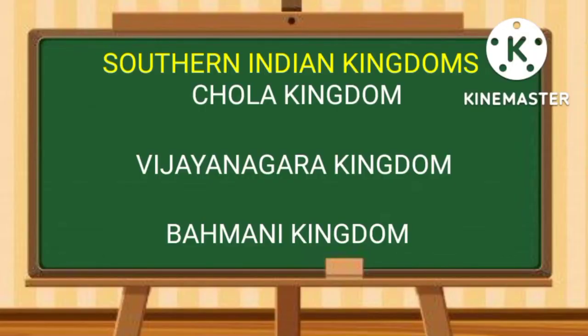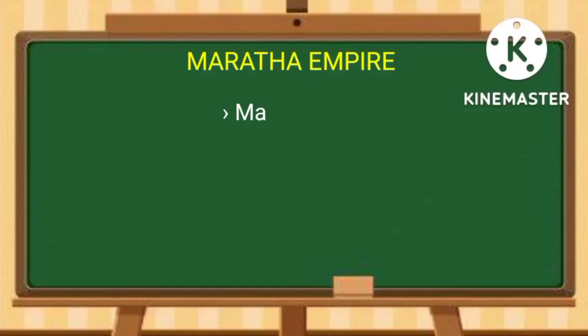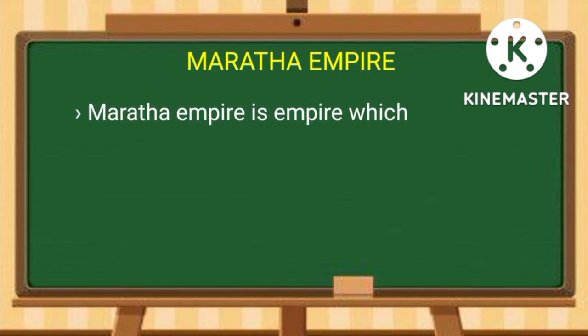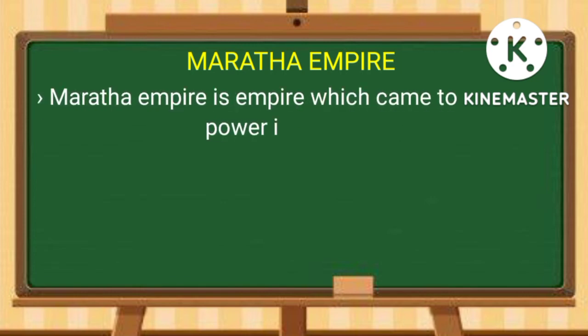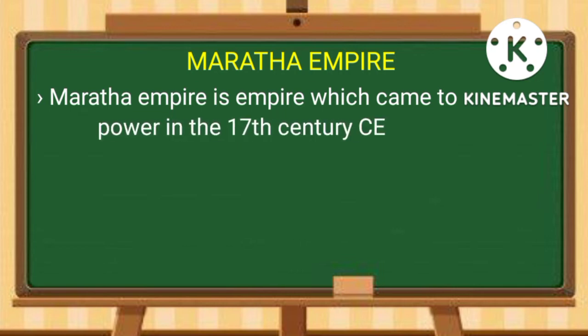Now we have discussed all the southern Indian kingdoms. But now we are going to move on and discuss the western Indian kingdom, which is the Maratha kingdom. The Maratha kingdom came to power during the 17th century, the time of the Mughal Empire. It was the time of the Mughal Empire declining. When the Mughal Empire started to decline, it was the time for the Maratha kingdom to rise.